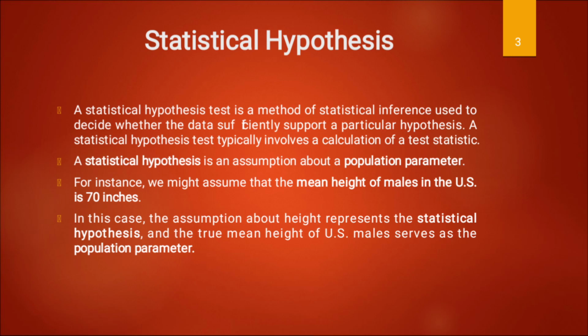First of all, we take samples of US males for the parameter of height. Then we measure 70 inches. So it means that it represents the US male population height as 70 inches. So basically the test of hypothesis focuses on the sample size, but it is more concerned about the population.